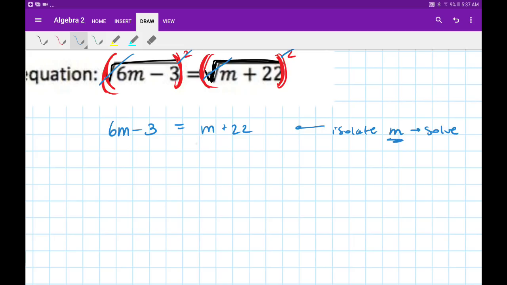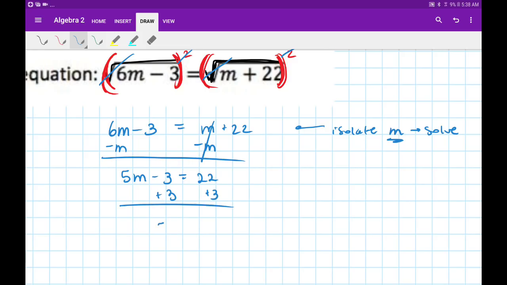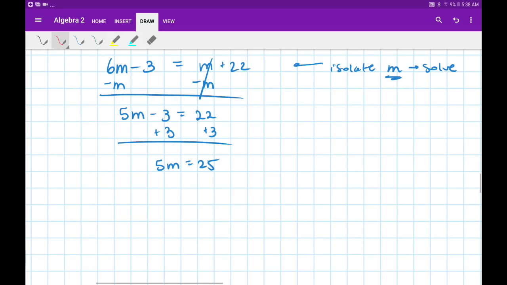So I just want to solve for m. I'll bring my m's to the left, minus m. I'm left with 5m minus 3 equals 22. And then I want to move that 3 to the other side. I'm left with 5m equals 25. And my final step, divide by 5. I get m equals 5.